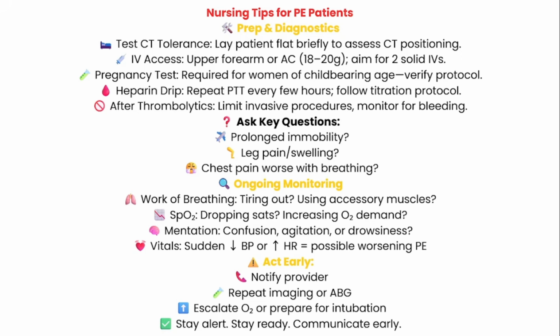And again, keep an overall eye on the vital signs. Keep a close eye on the BP, on the heart rate, on the respiratory rate. A sudden drop in the blood pressure or a spike in the heart rate may indicate worsening obstruction or strain to the heart. And if you're noticing any decline, act early, notify the provider immediately, consider repeating the imaging or getting an ABG, and escalate oxygen delivery and prepare for intubation if necessary. Remember, anything can happen at any time, so you have to be proactive by staying ready, monitoring for worsening changes, and communicating promptly with the team.